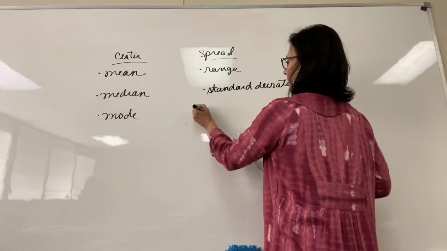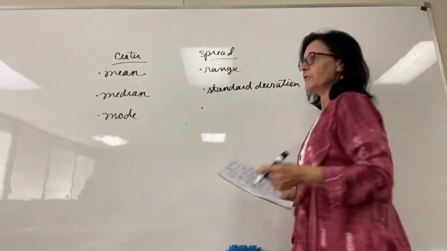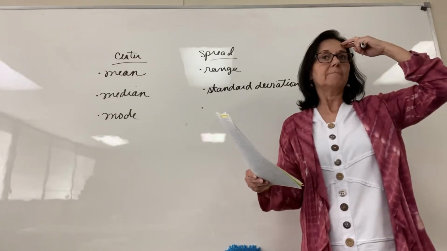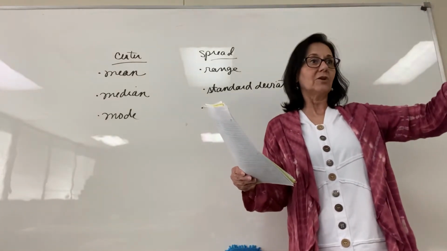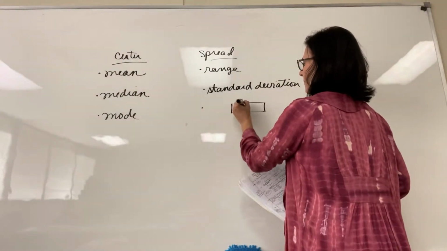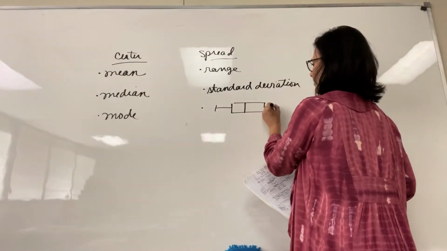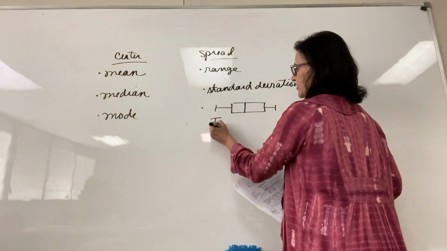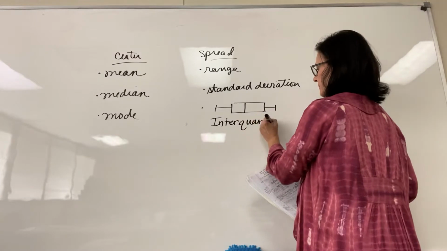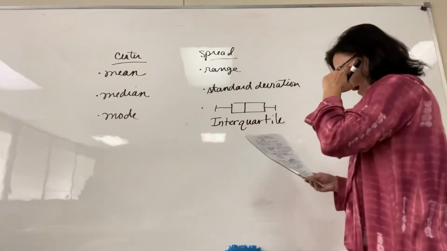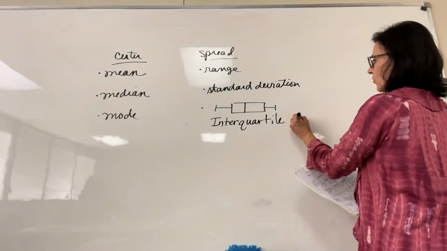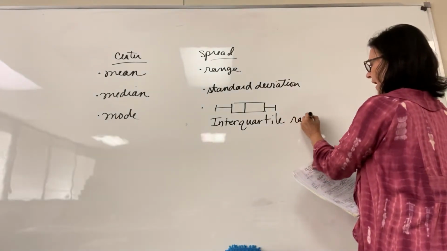Or we can use, do you remember the box and whisker plot? That's what we called it. Remember, it looked like a box, and then we had whiskers. Well, it's really called the interquartile range. Can we just say box and whisker? I know. Well, I was trying to tie it to what you did.